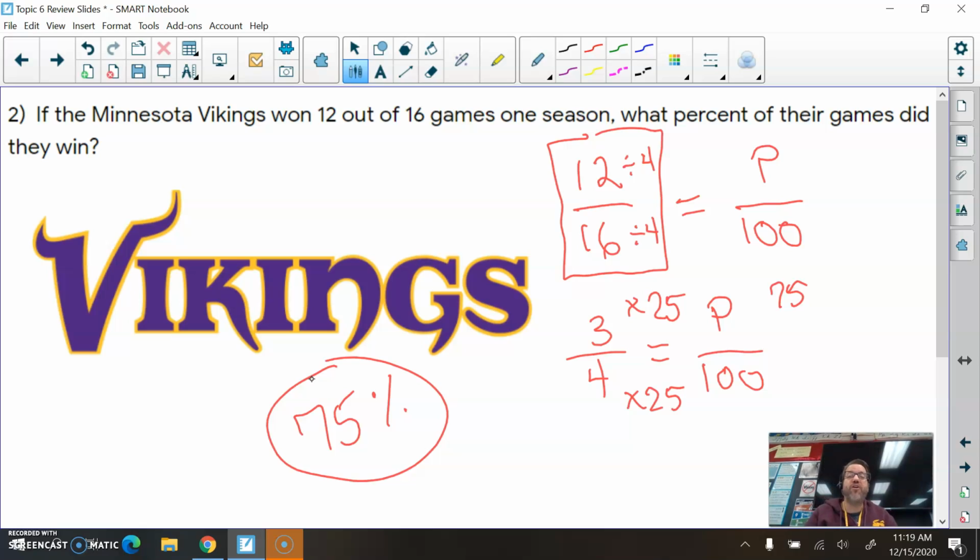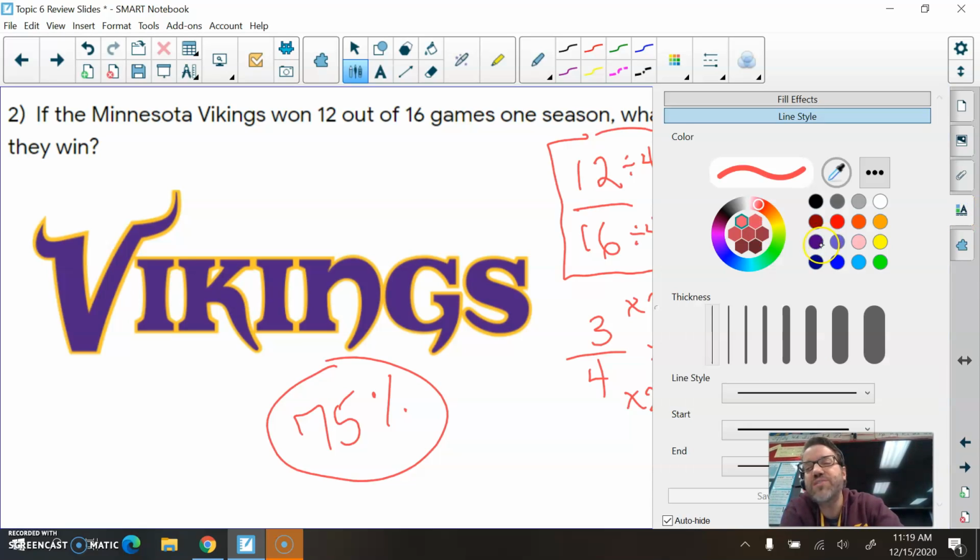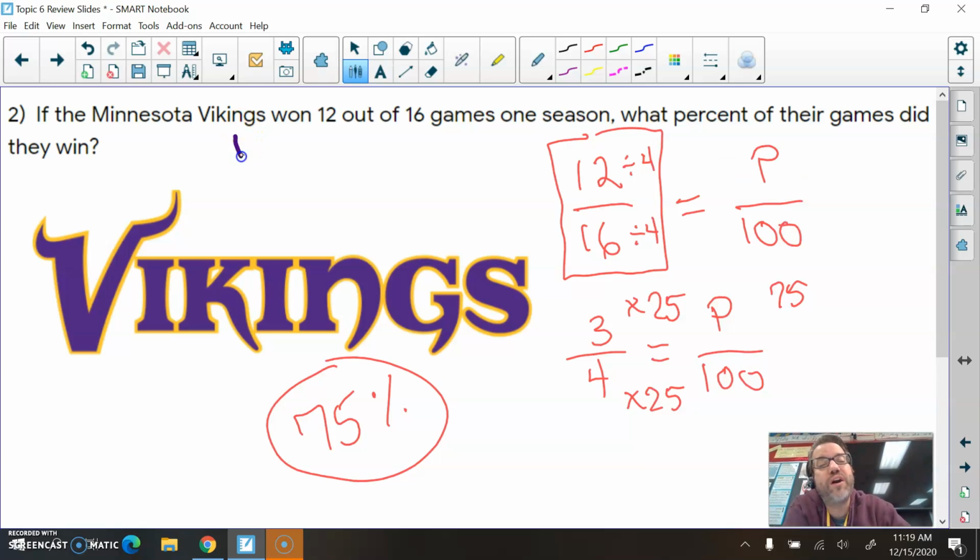Okay? Now, there is another way to do this, especially if you're able to use a calculator. You might want to pay attention to this. We're talking about the Vikings, so I'm going to switch to purple here. 12 out of 16 games. They won 12 out of 16 games. If you want to find this as a percent and you have a calculator, the easiest way to do this is to remember that fractions are division problems. Just divide 12 by 16.